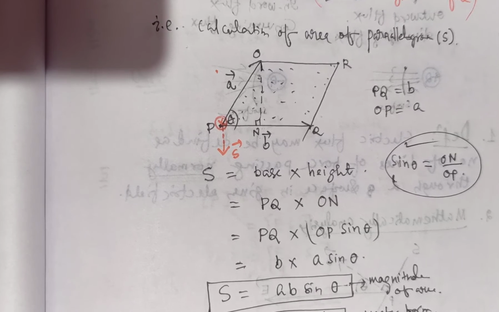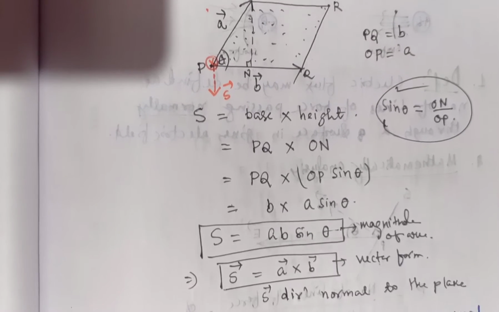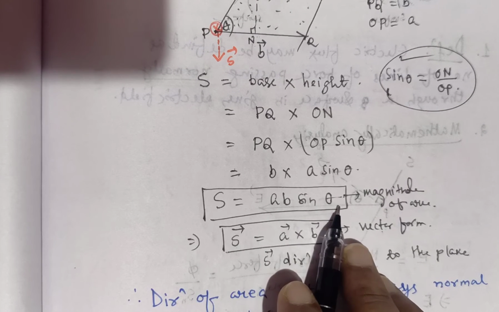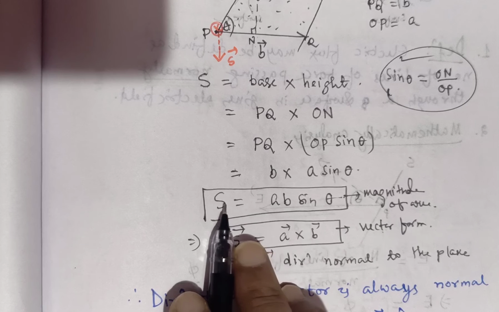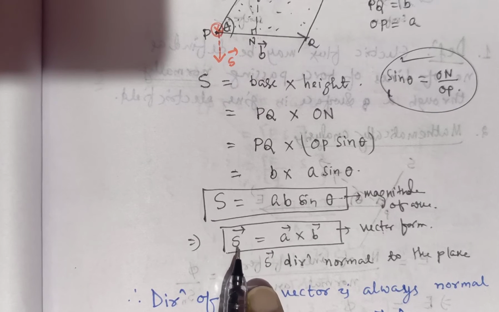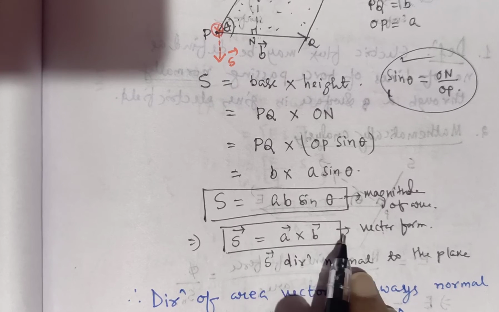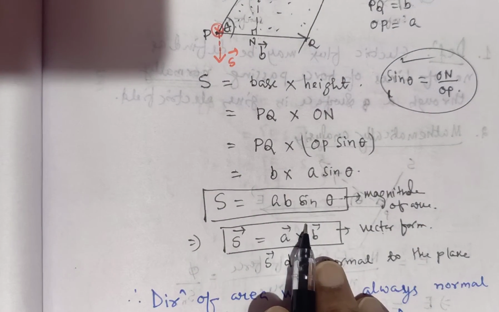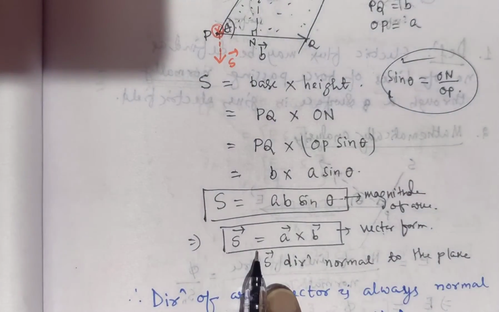Now you recall your vector topic, that is the cross product of two vectors. If it is multiplied by the sine of the angle between two vectors, then it must be a vector quantity and it can be represented as the cross product of two vectors. So from this example you confirm that area is a vector quantity.